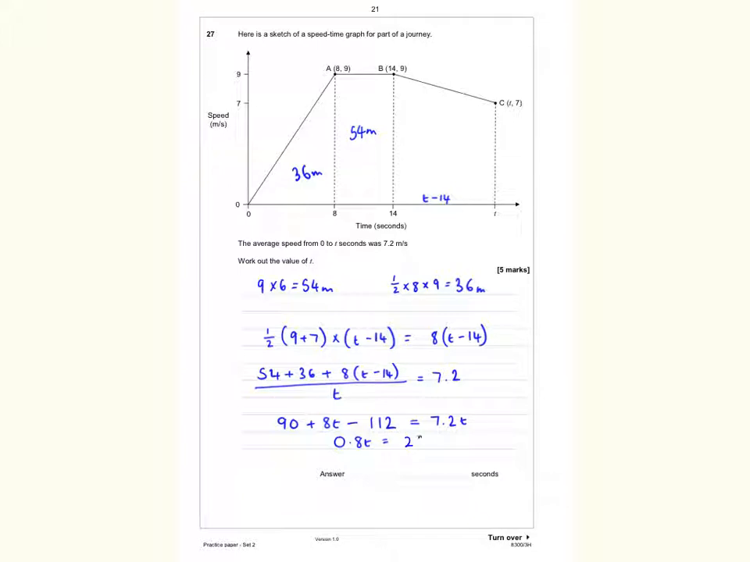So 22 on this side, and 0.8 is 4 over 5, so times that by 5 and divide by 4, or just do 22 divided by 0.8, and that will give me what t is. So t is equal to 22 divided by 0.8, and I'm going to use my calculator for that. So 22 divided by 0.8 gives us 27.5. So this is 27.5 seconds. Okay, so t was in seconds here.